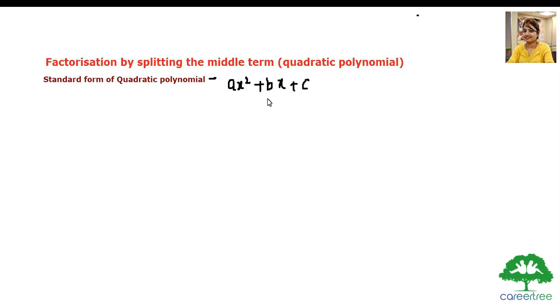Now, if you have to factorize this quadratic polynomial, the first thing you need to do is split the middle term into two numbers. You have to split it in such a way that the sum of those numbers is equal to b, and the product of those two numbers is equal to a into c, meaning the coefficient of x square times the constant term.